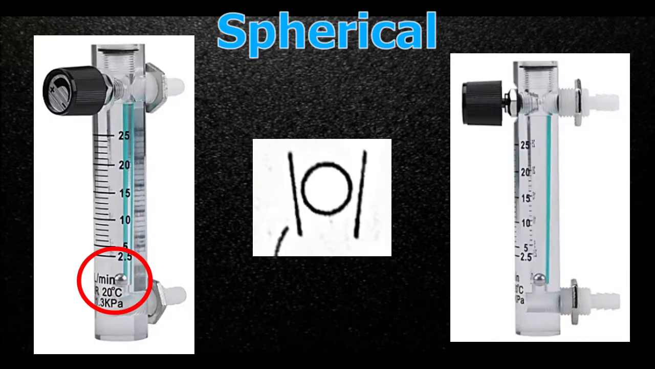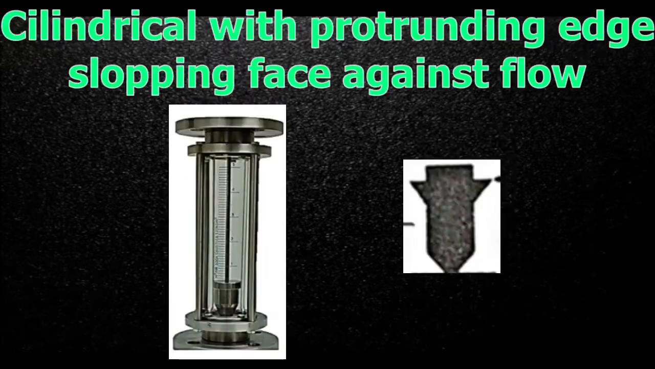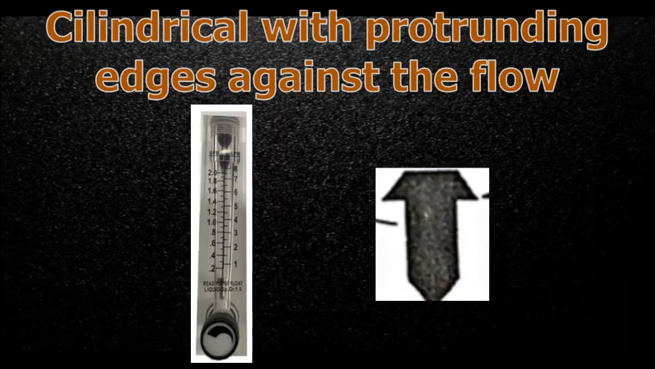The spherical ones, which are used for low flow rates and where a lot of precision is not required. Used for medium and high flow rates with a medium influence of the fluid viscosity. Cylindrical, with projecting edge sloping face against flow, has less influence on viscosity and can compare to a nozzle for its flow characteristics. Cylindrical with protruding edges against the flow.